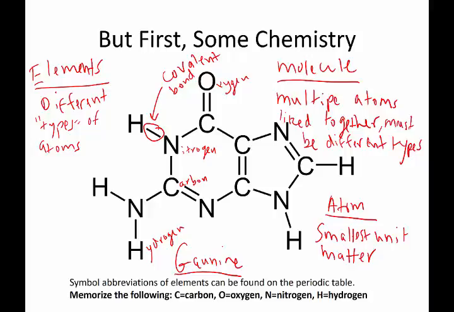But here, these covalent bonds are linking together different atoms. So here we have a covalent bond linking hydrogen to nitrogen. And you can see we have bonds throughout this molecule. So here we have another covalent bond. Here's another one. Here's another one. So remember, a molecule has multiple atoms linked together, and these have to be different types of atoms. So here we have hydrogen, nitrogen, carbon, and oxygen linked together in a various pattern. So here we have satisfied the definition of a molecule.